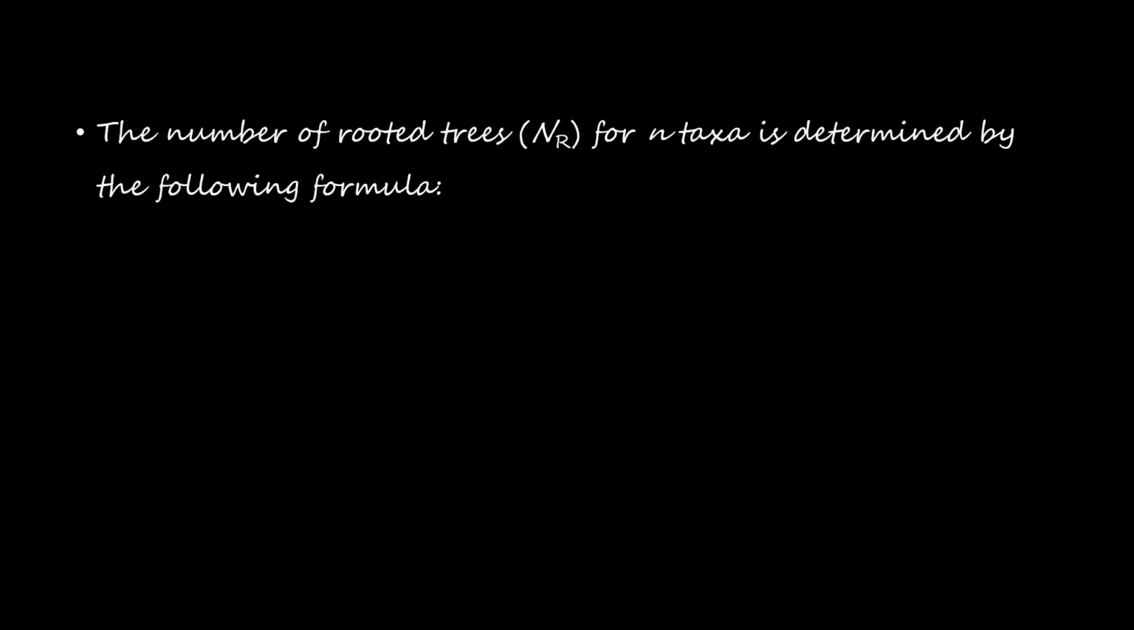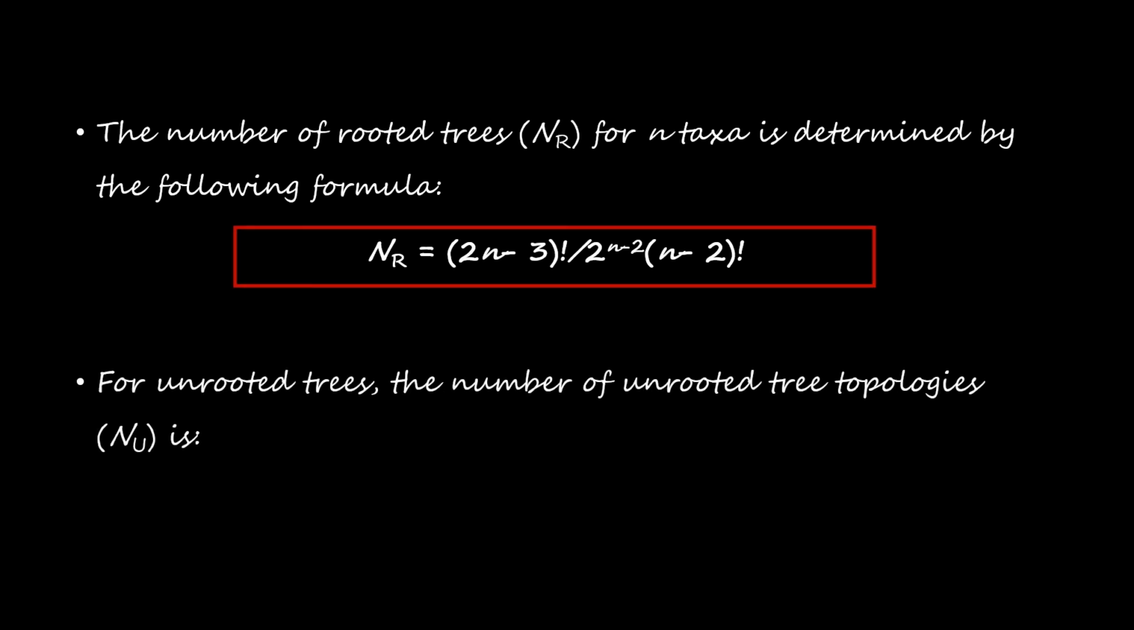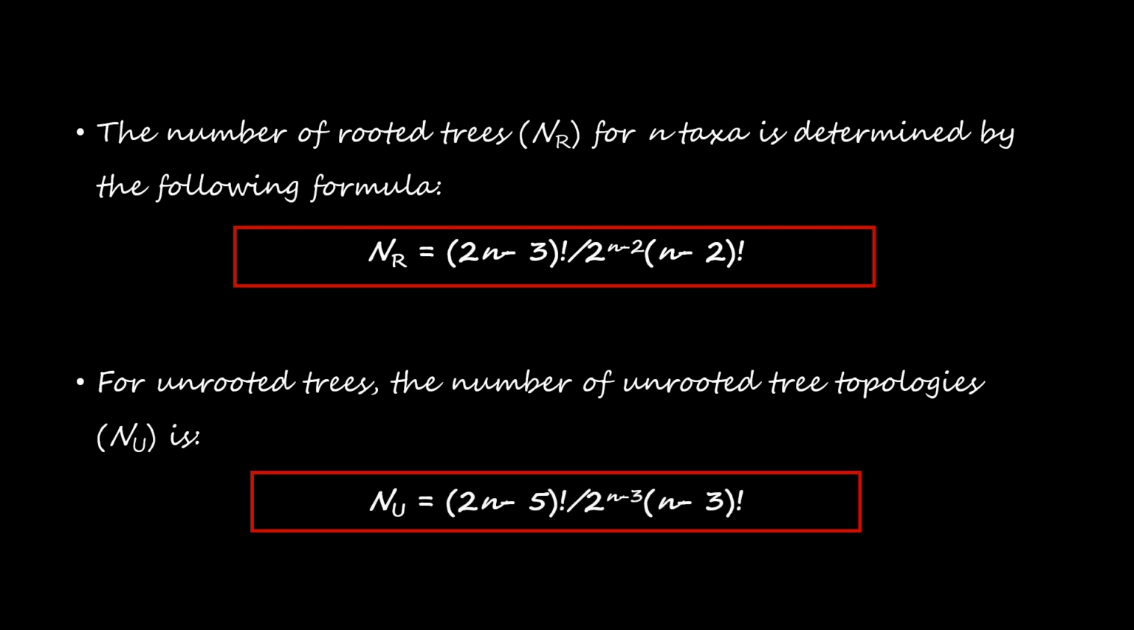So, the number of rooted trees, that is NR, for n taxa is determined by the following formula. NR equals (2n minus 3) factorial divided by 2 to the power (n minus 2) times (n minus 2) factorial. For unrooted trees, the number of unrooted tree topologies NU can be calculated by NU equals (2n minus 5) factorial divided by 2 to the power (n minus 3) times (n minus 3) factorial. So using this, we can determine the number of topologies for a given number of taxa, and then we can see which one is giving the correct tree or not.